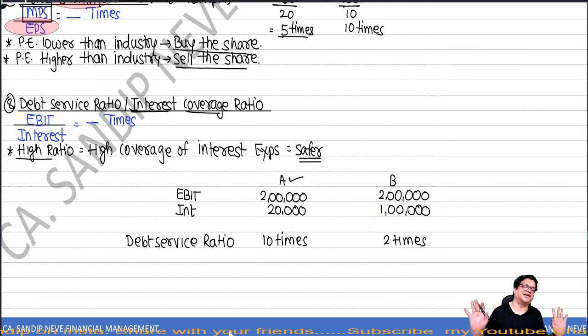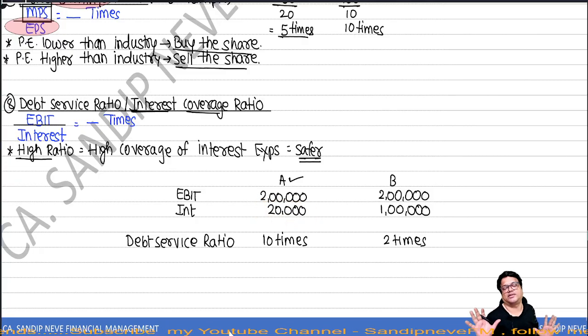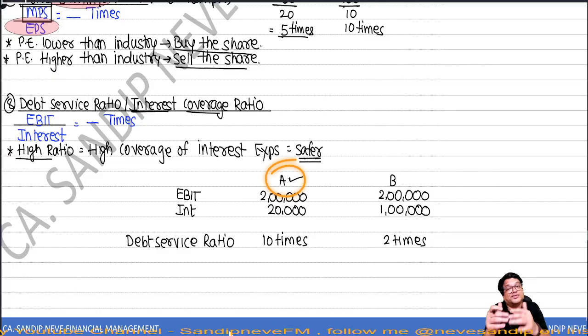Sir, no tension, sir, bindas. Interest is only 20,000, sir. I have 10 times the money of the interest money, sir. EBIT is sufficient. So who's more safe? Higher coverage is safer.